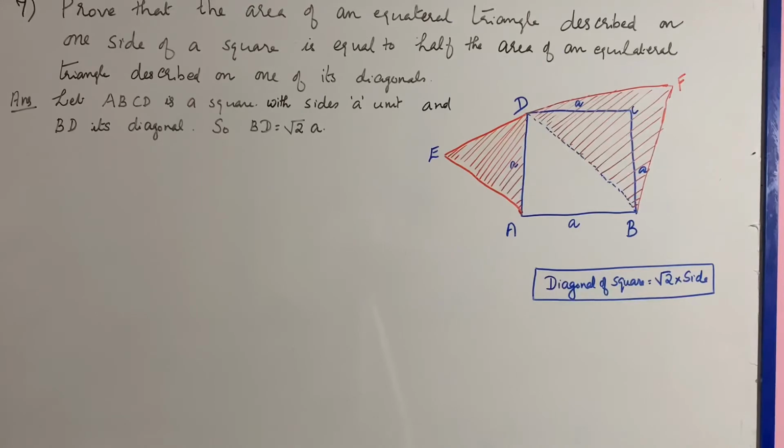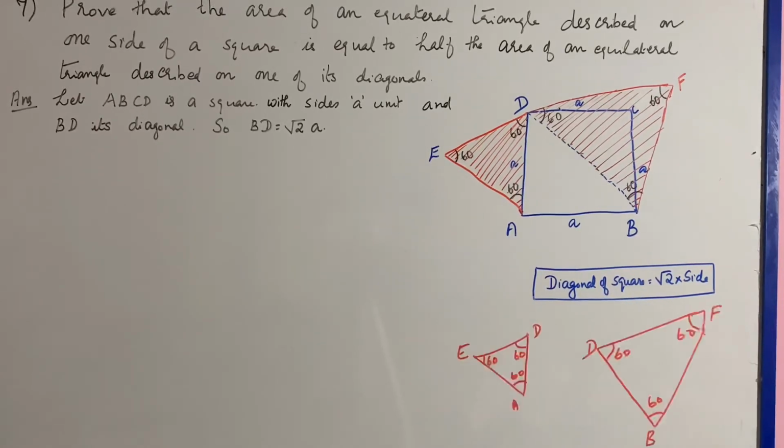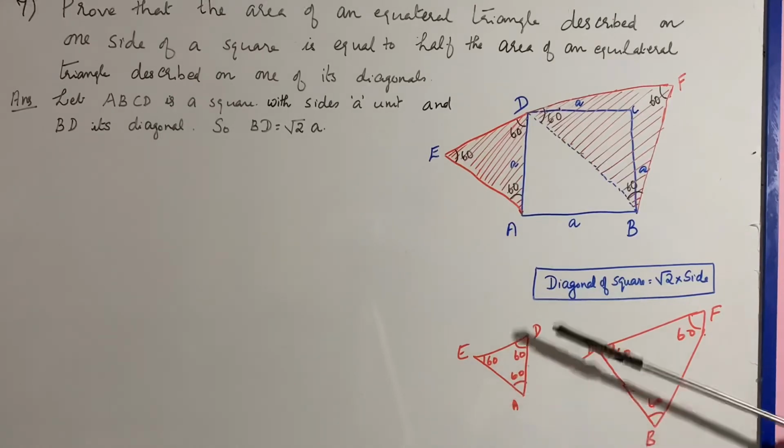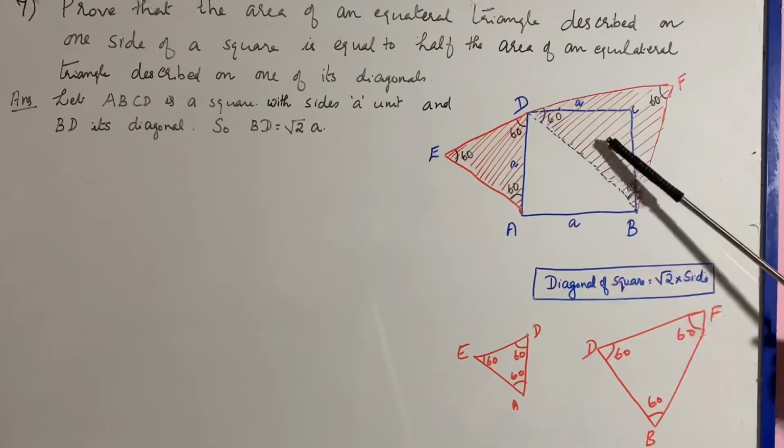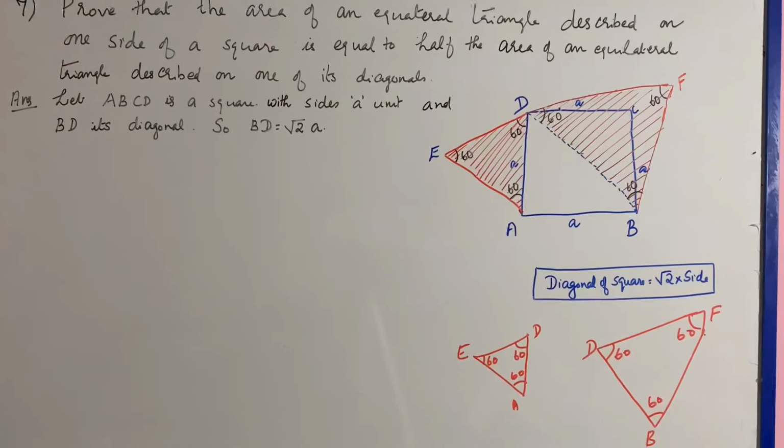BD. Okay. Then what do you know about the angles of an equilateral triangle? All angles are 60 degree. Now look here. See, this is this triangle and this is this triangle. In these two triangles, all angles are 60 degree, 60, 60. That means these two triangles are similar by AAA similarity.